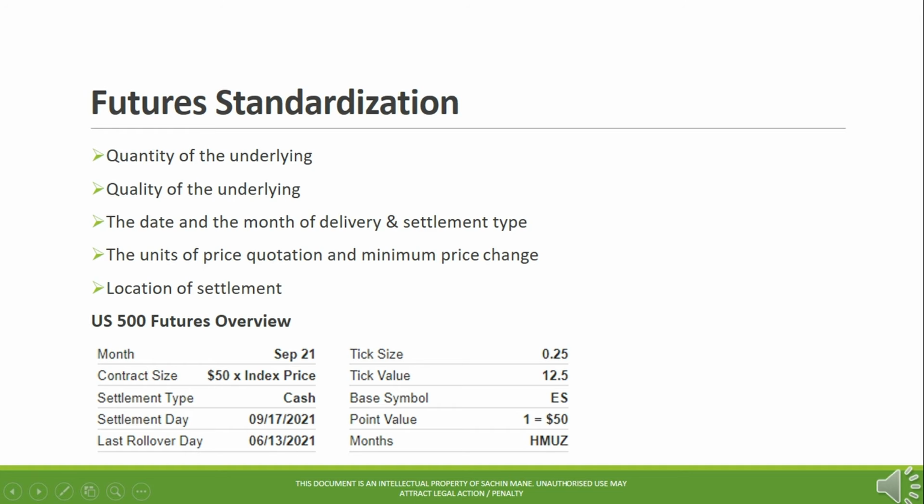Where expiration month is September 21st. Contract size is 50. Settlement type is cash. Settlement date is September 27, 2021. Tick size is 0.25. Tick value is 12.5, that is, 0.25 into 50.